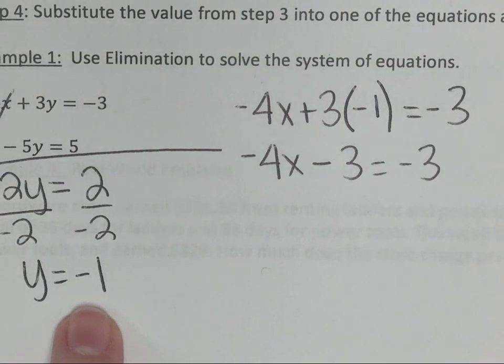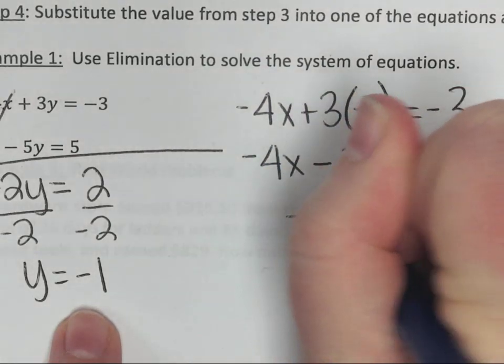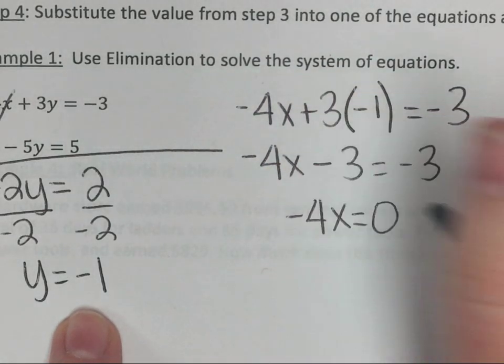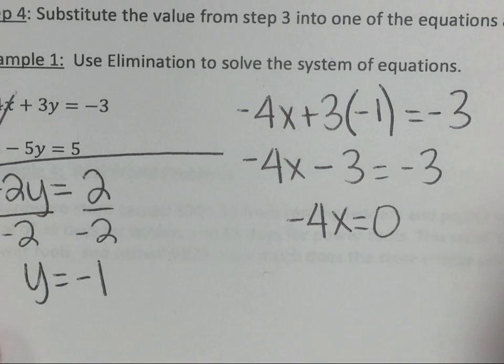So far, so good? Yes. Add 3 to both sides, so that gives us negative 4x is equal to what? 0. And this is where you guys freak out, because you're like, oh my gosh, there's a 0 there. Right. Guys, negative 4 times what is 0? 0. Negative 4 times 0 is 0.